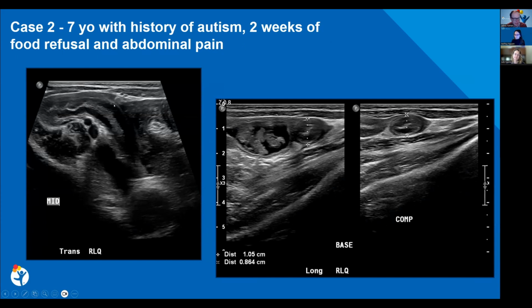So in this first image here, we can see the appendix. It has a very odd look to it. We can see it dives down. We lose a little bit of the tip here, but it just looks a little bit distended, just has an overall odd look to it. On our compression images, we can see that it does look dilated, so it's a little bit over a centimeter without compression, about 8.5 millimeters with compression. So it doesn't really compress a whole lot.